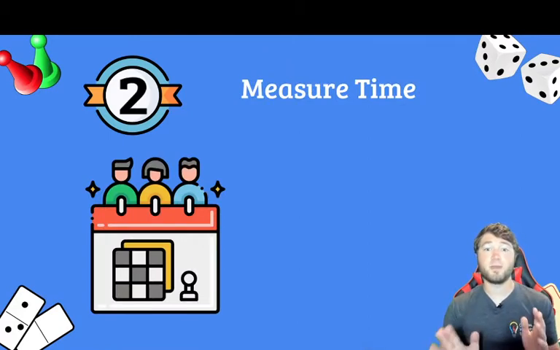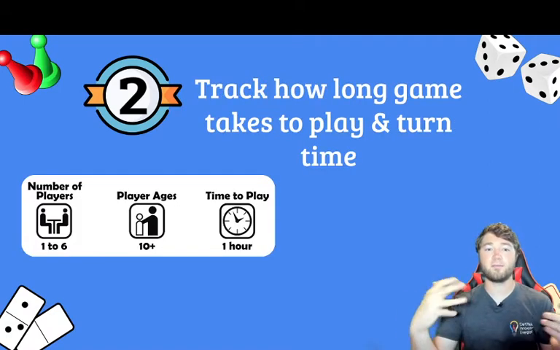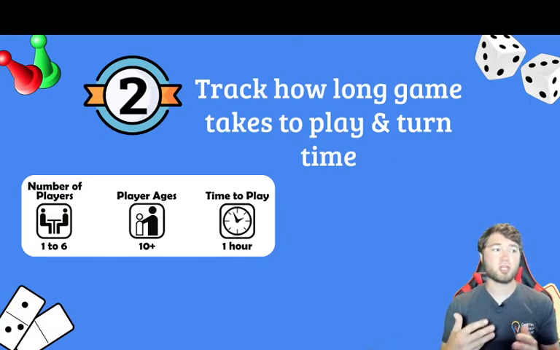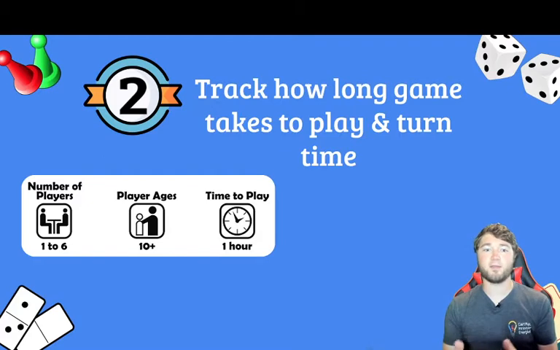Another piece is measure time. And I want you to think about measuring a lot of different aspects of time. Measure how long, for example, the whole game takes to play. Also, if there's turns, take a look at turn time. How long are people taking on their turn? And kind of keep an eye on your players. Does it seem like things are dragging along? Do they look disinterested because of the time?